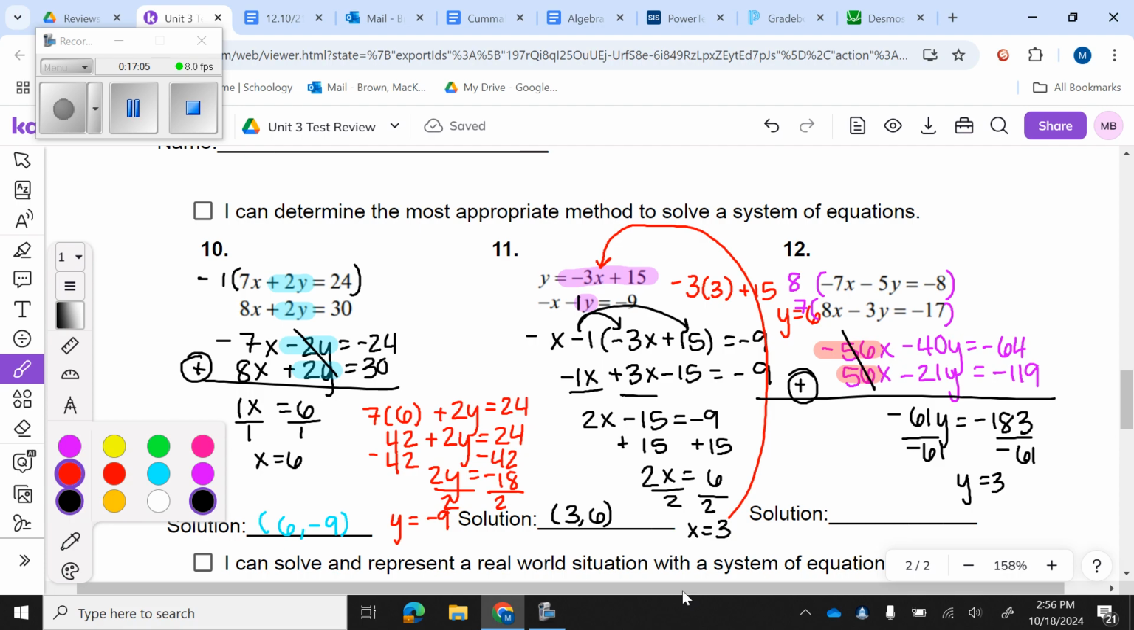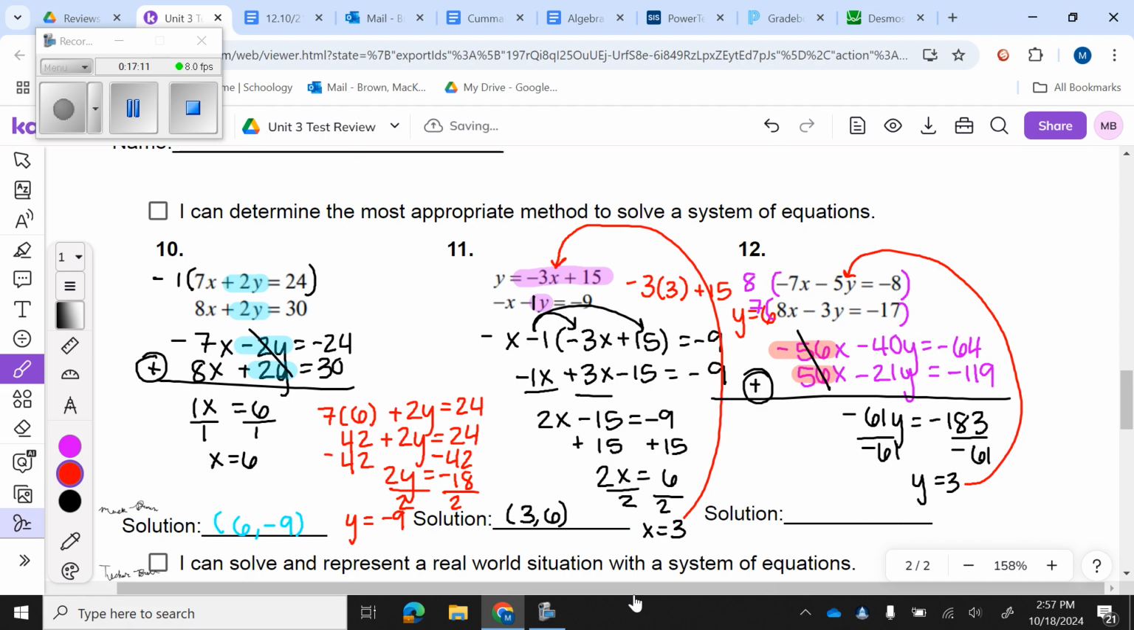Okay? But we also got to go back in and find x. So this is going to go into my top equation for y. I'm going to have to rewrite this guy and actually solve it. I'm going to have negative 7x minus 5 parentheses 3 equals negative 18. Well, 5 times 3, that's a negative 15. Oh, sorry, not 18, y'all. That's an 8. That's my fault.